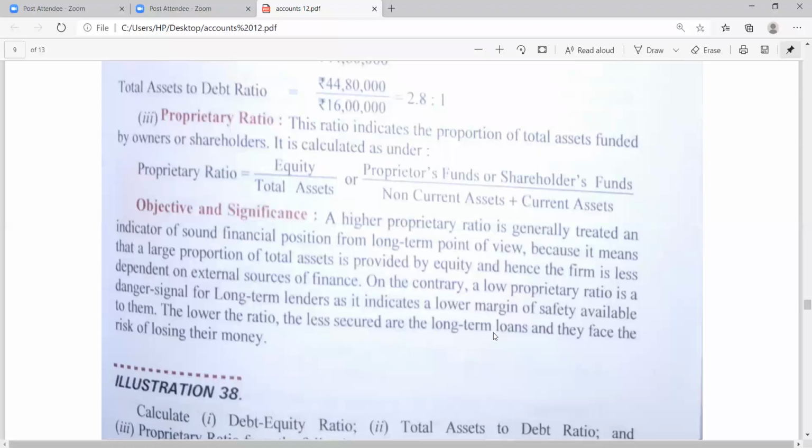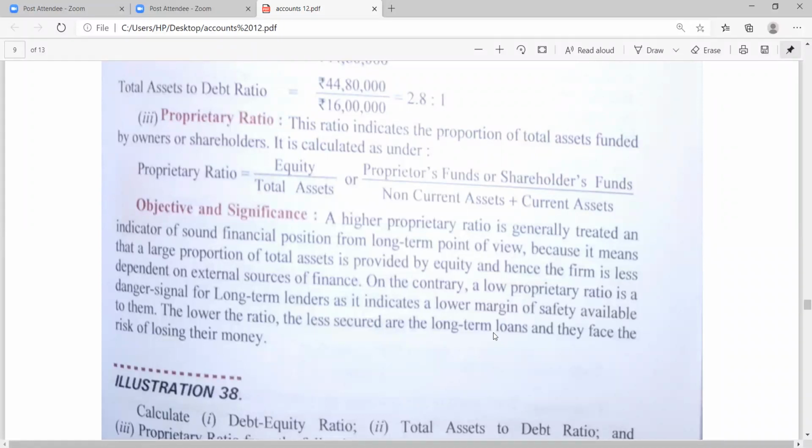So equity upon total assets is known as the proprietary ratio. And proprietary fund, or the shareholder fund, we can say it is the equity. And total assets, as we discussed earlier, are all the non-current assets as well as current assets all combined together to get us the total assets.